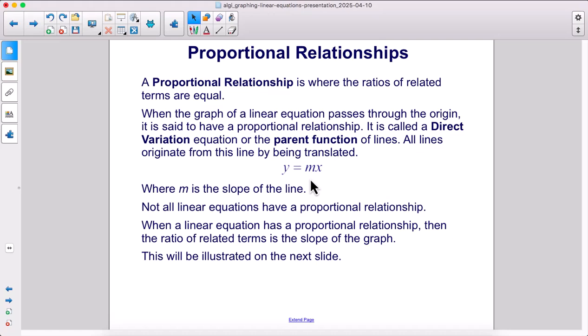Not all linear equations have a proportional relationship. When a linear equation has a proportional relationship, then the ratio of related terms is the slope of the graph. This will be illustrated on the next slide.